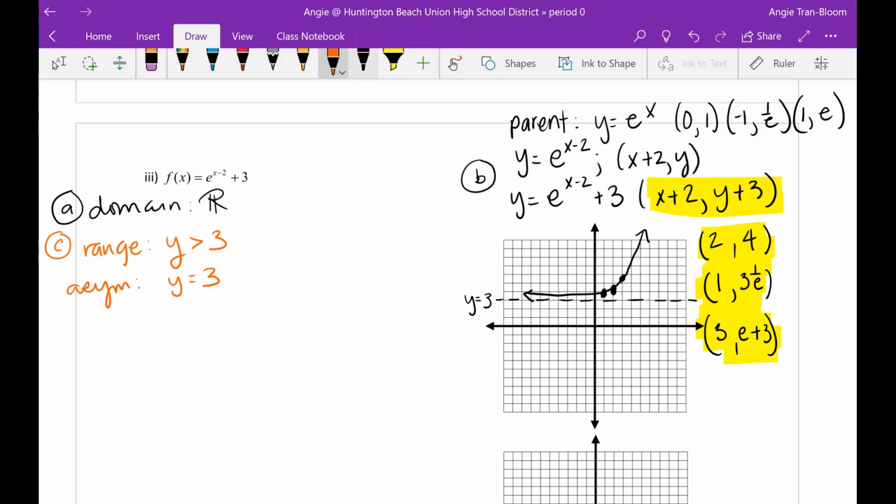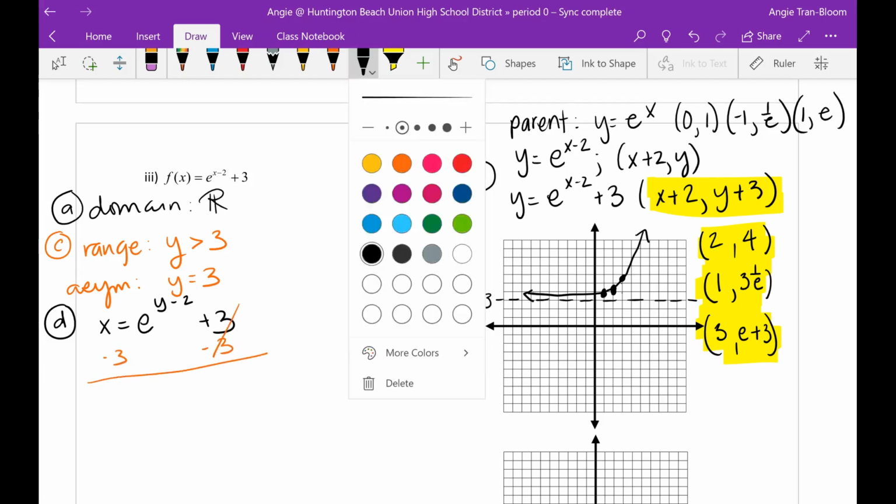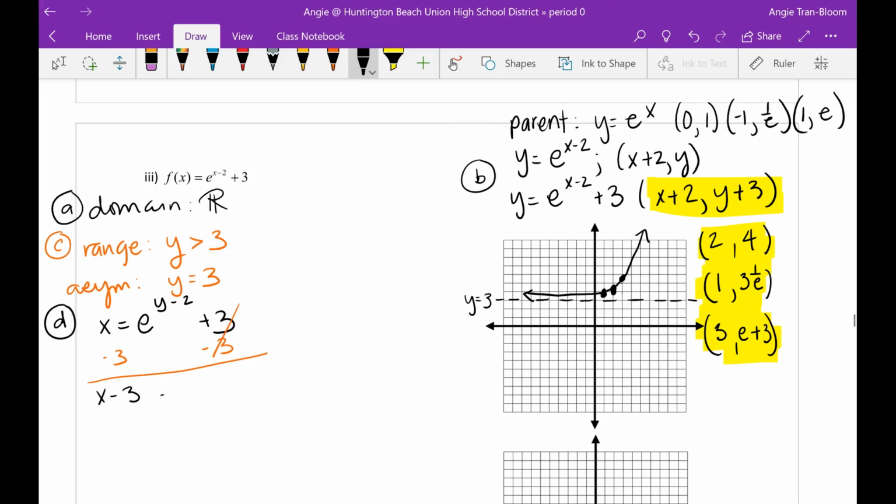Then D says, give me the inverse function. That means you're going to switch x and y. So x equals e to the y minus 2 plus 3. We're going to solve for y by moving the 3. So now we have x minus 3 equals e to the y minus 2. Now, I'm going to write this down. Is it okay to do this?